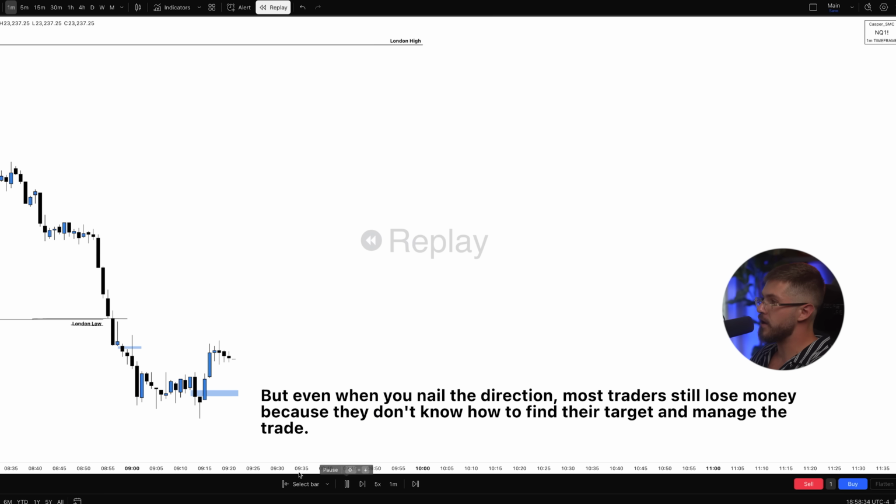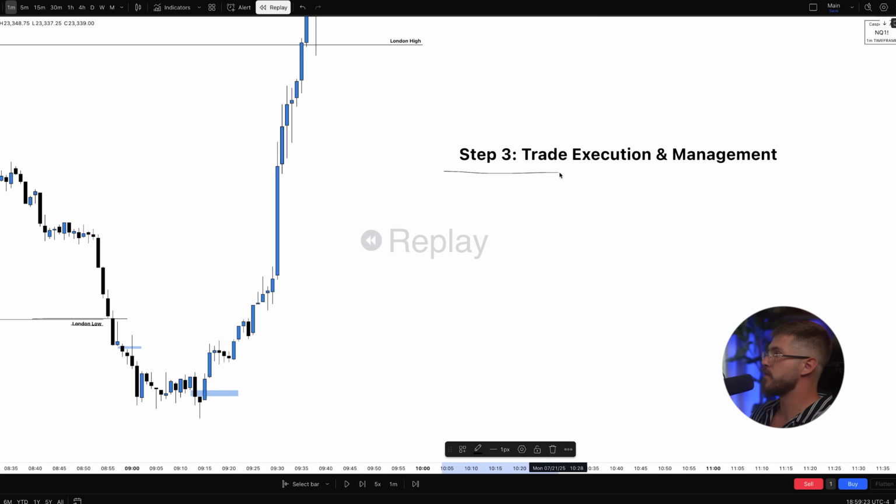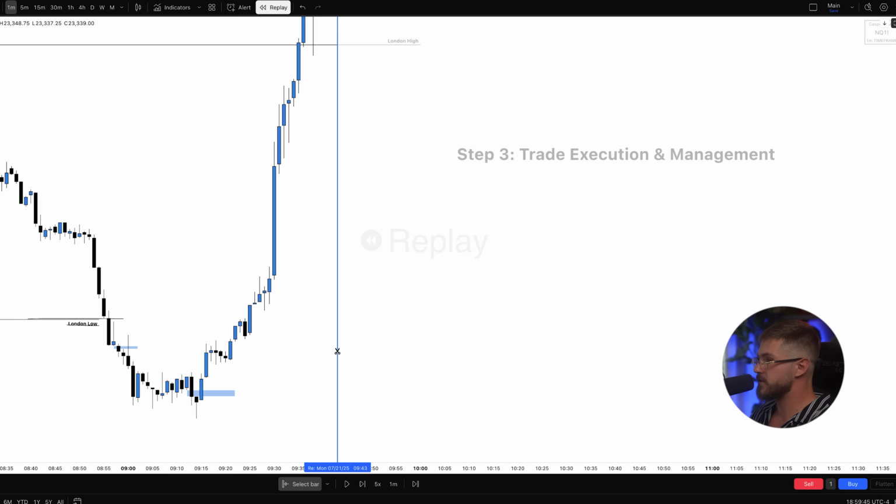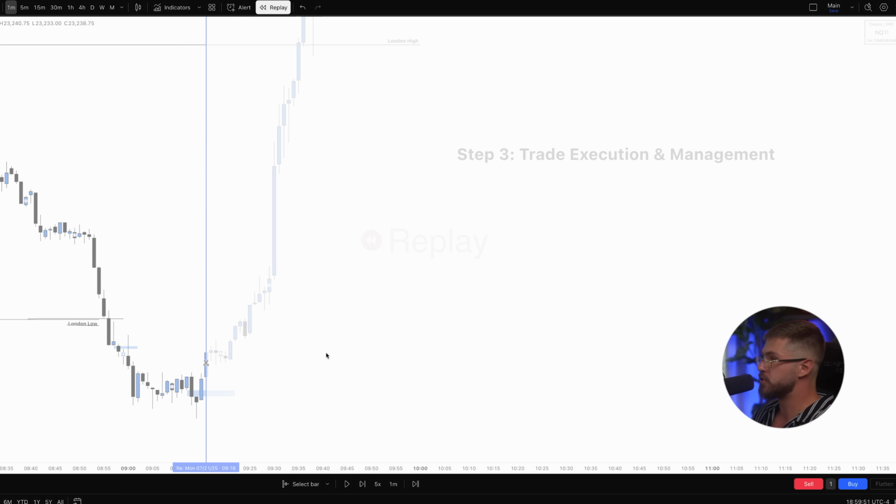But even when you nail the direction, most traders still lose money, even on big moves just like this, because they don't know how to find their target or manage their trades. And that brings us right to step number 3, which is how to execute trades and manage them. That way you can catch big moves like this and not be sitting on the sidelines. So let's reverse for a second and replay this trade to show you exactly how you could have caught it, and then we're going to go over multiple trade examples.